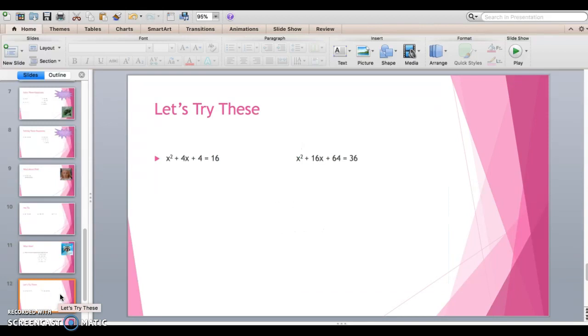So again, here are some extra examples. I highly recommend that you pause and work these out to make sure that you are able to do these. So when you see it on your quiz, you can solve them correctly.